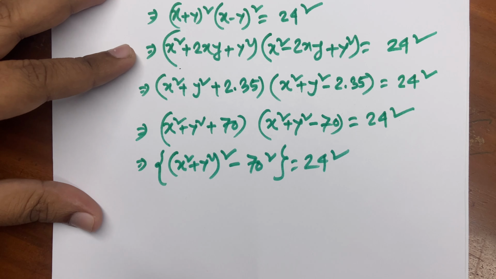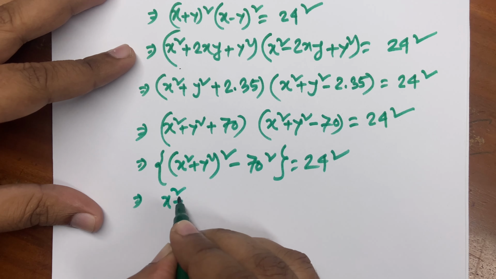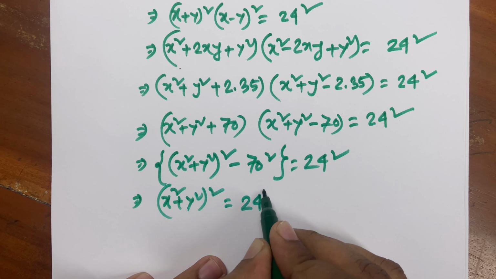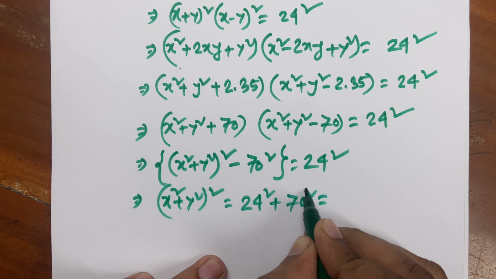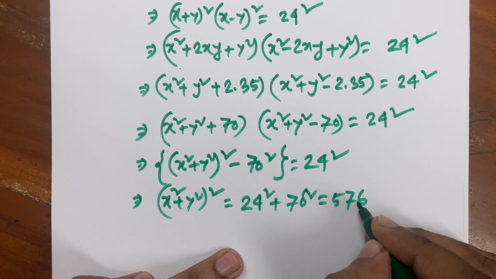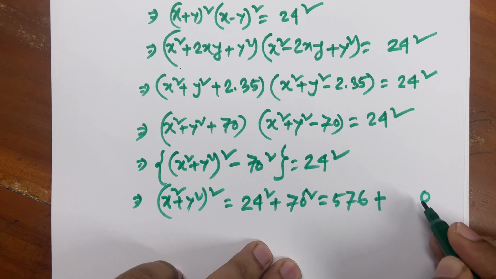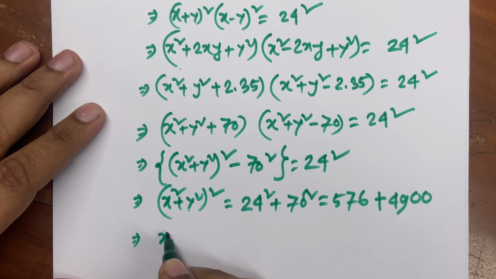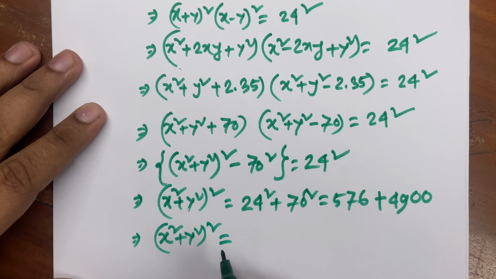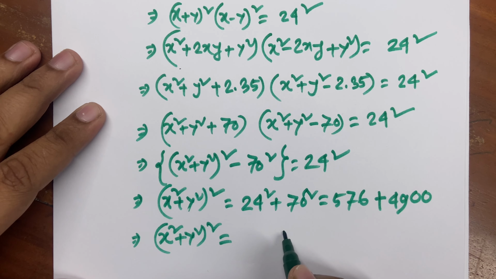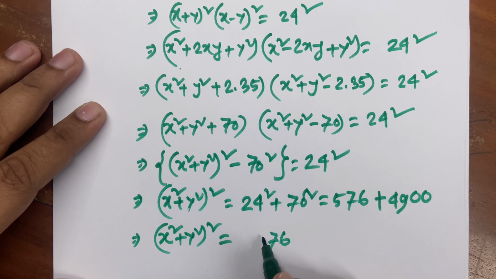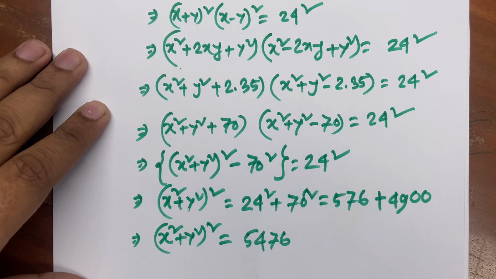Now I can say (x square plus y square) whole square equal to 24 square plus 70 square. We know that 24 square is equal to 576 and 70 square is equal to 4900. Now I can say easily (x square plus y square) whole square is equal to 576 plus 4900, which is 5476.